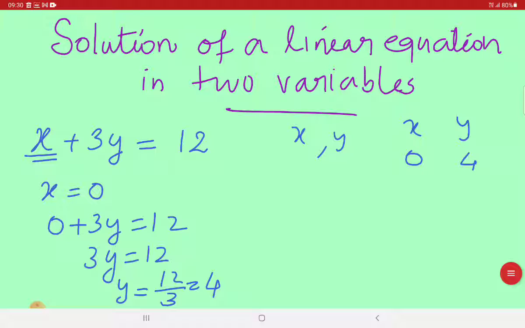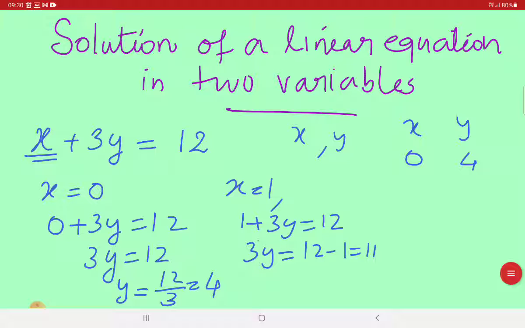Next I am going to give x equal to 1. Then 1 plus 3y is equal to 12. So 3y is equal to 12 minus 1 equal to 11. So y is equal to 11 by 3. So x equal to 1, y equal to 11 by 3.